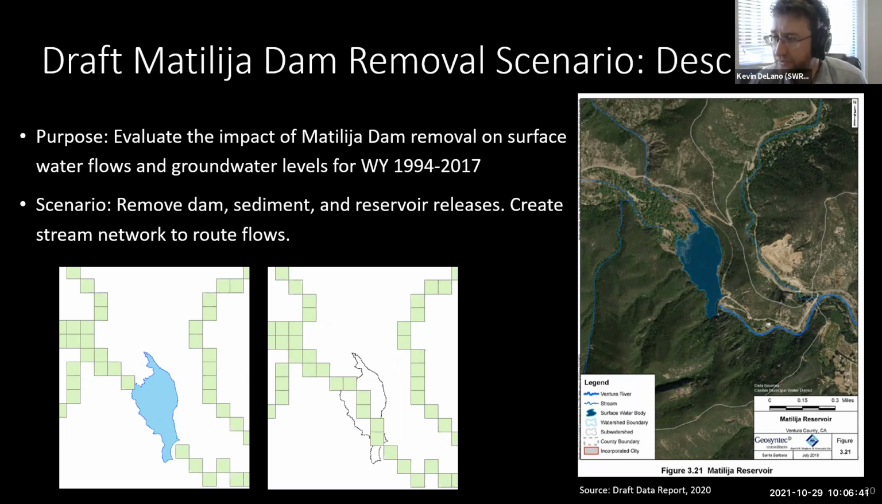Yeah, so just to summarize what Al just said, the downstream mitigation projects that are being done in preparation for removing Matilija Dam will not be represented because they're hydraulic. They change water hydraulics, but they have, like Al said, less of an impact on the hydrology that our model represents.